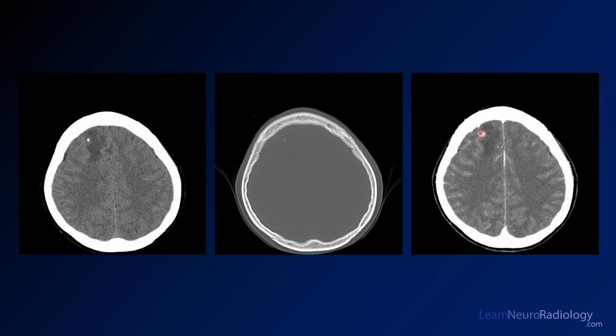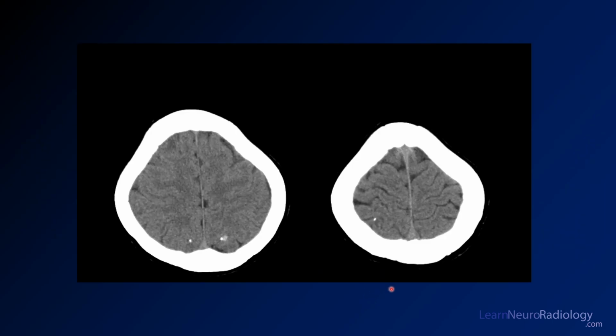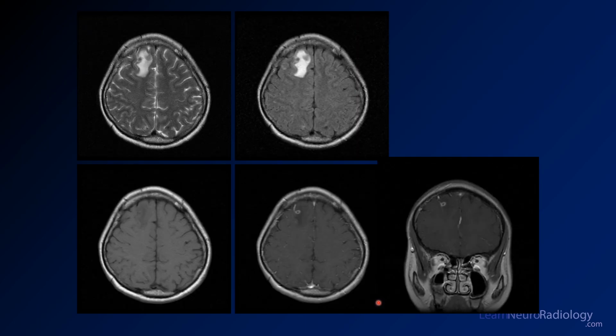If you give contrast on a CT, you'll see a little rim of enhancement there. So you're seeing that around the chronic calcification there. Here you see some other chronic lesions up near the vertex here. So that's telling you this person's had a chronic granulomatous infection.